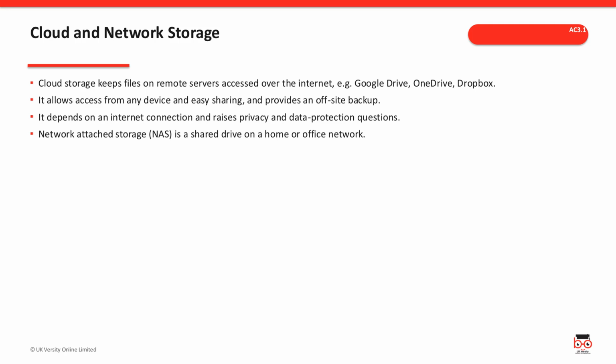These days, a lot of storage isn't even in the room with you. Cloud storage keeps your files on remote servers in a data center, reached over the internet. Think Google Drive, OneDrive, or Dropbox. It lets you get at your files from any device, share them easily, and keep an off-site backup, though it does lean on a decent internet connection and raises fair questions about privacy. Closer to home, network-attached storage, or NAS, is simply a shared drive sitting on your home or office network.